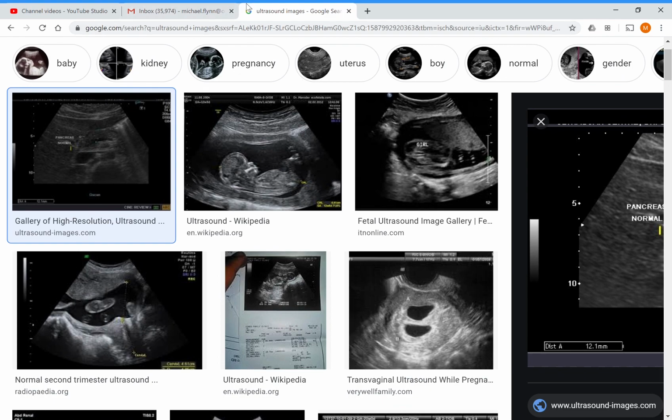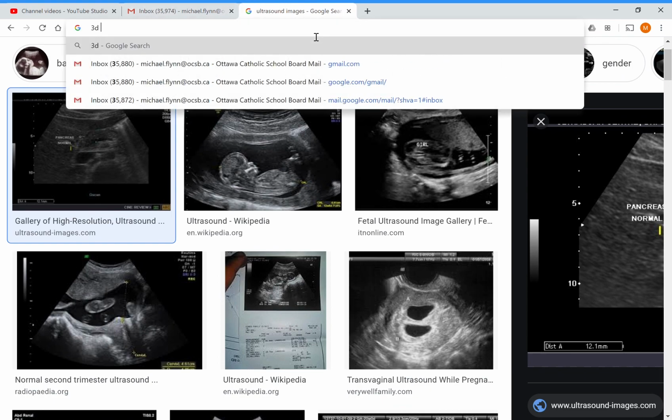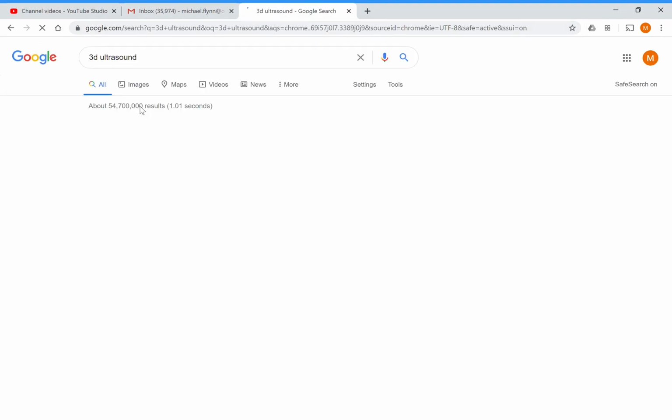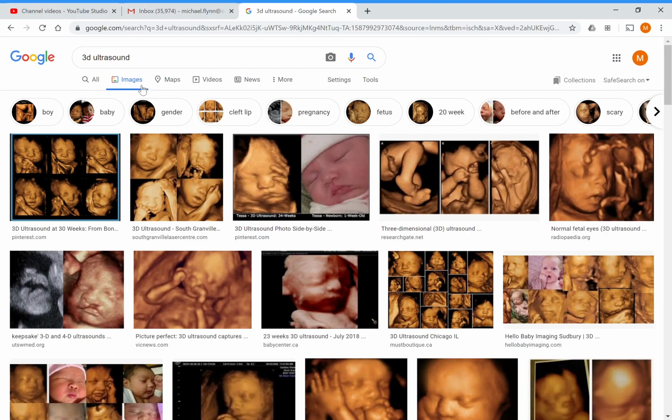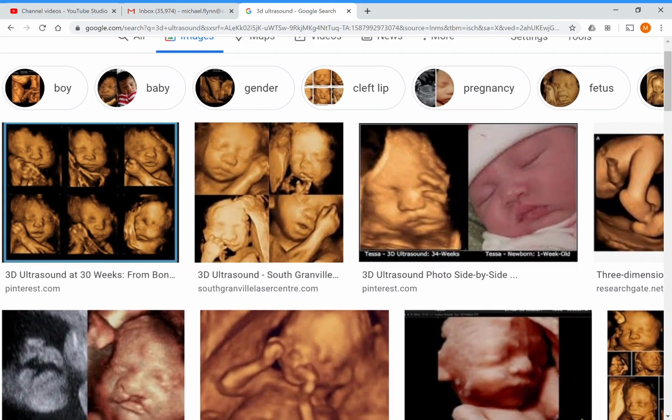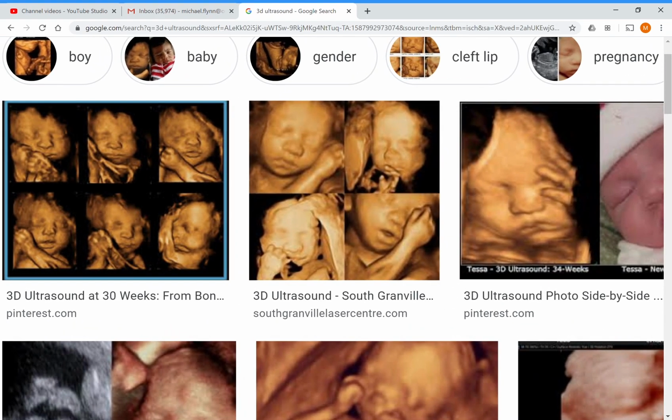Now there's more than one kind of ultrasound. So if I Google 3D ultrasound, the 3D ultrasound images, you can see various places in Ottawa. They provide a lot more detail. So here you can see some babies that we're taking using a 3D ultrasound. This is a much higher resolution image.